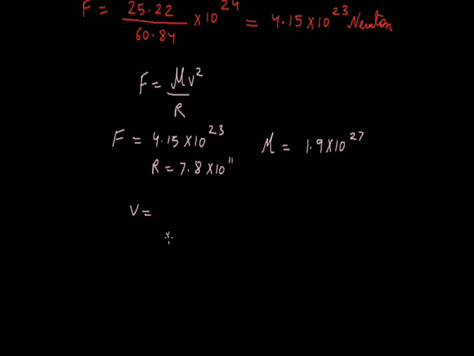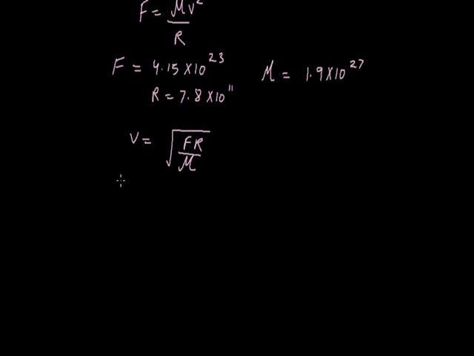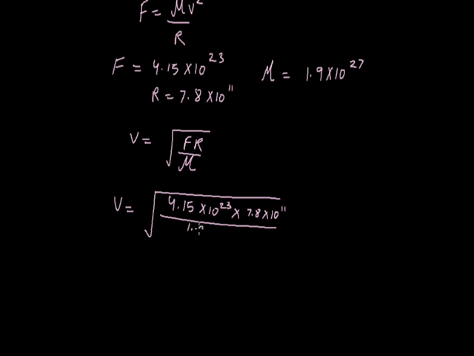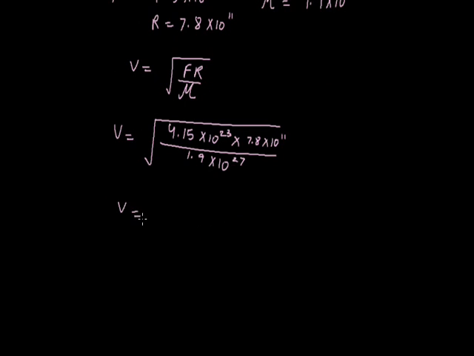V will become under root of F into R over capital M. Now we know all these values. Substituting them, under root of 4.15 into 10 raised to the power 23 into 7.8 into 10 raised to the power 11 over 1.9 into 10 raised to the power 27. Now on solving this, we will be getting V equal to under root of 1.70 into 10 raised to the power 8. Taking its root, we will be getting 1.3 into 10 raised to the power 4 meter per second. So this is the respective velocity of Jupiter.